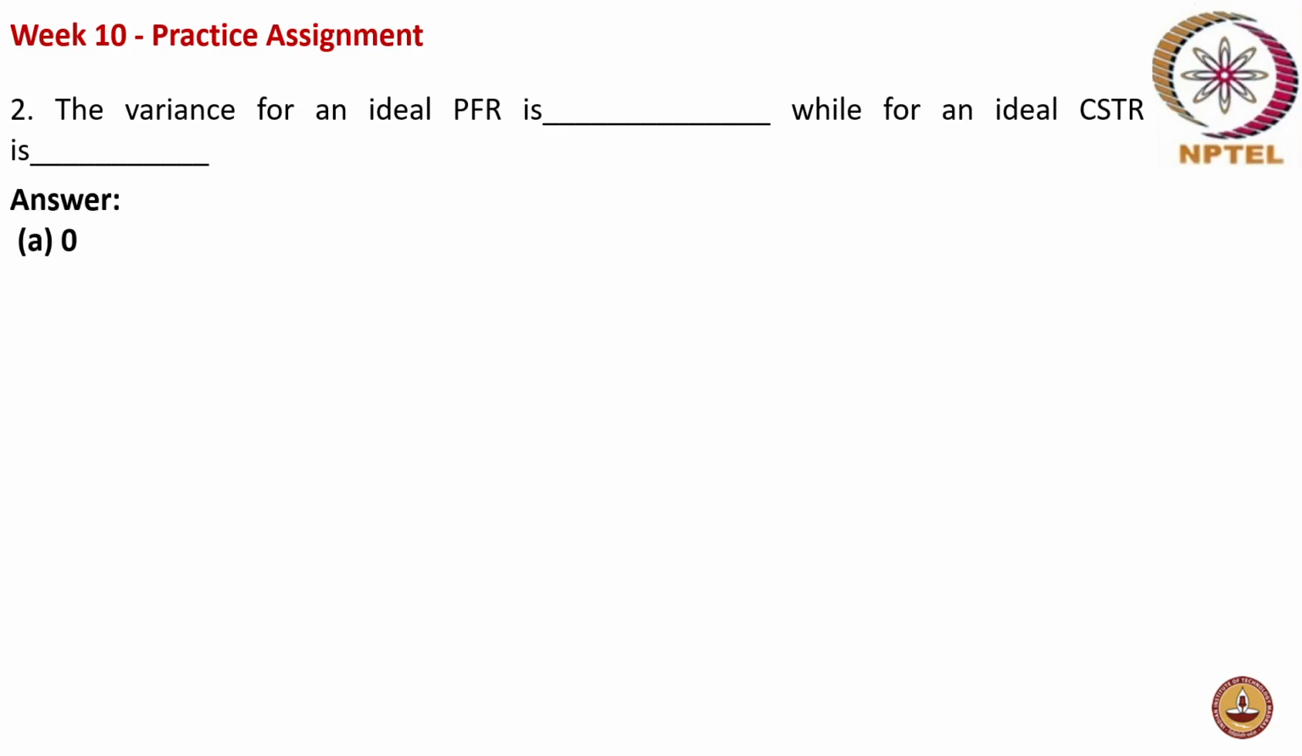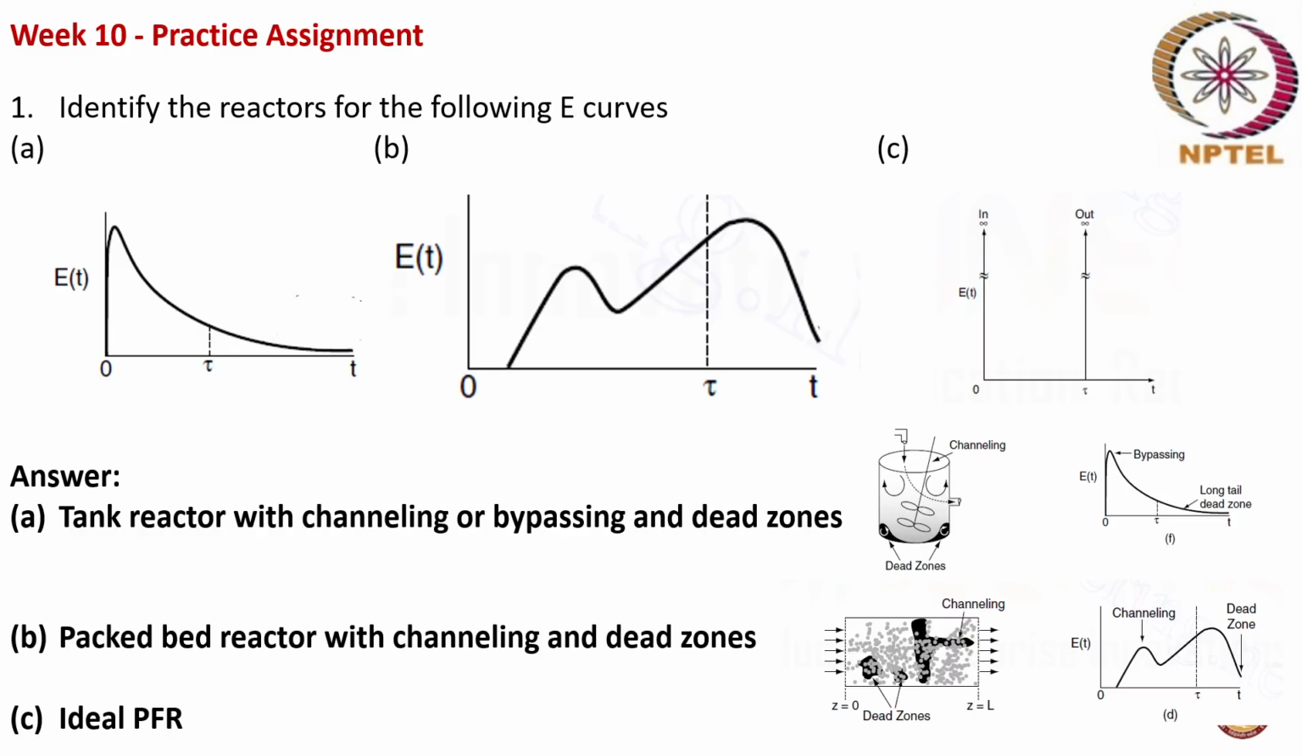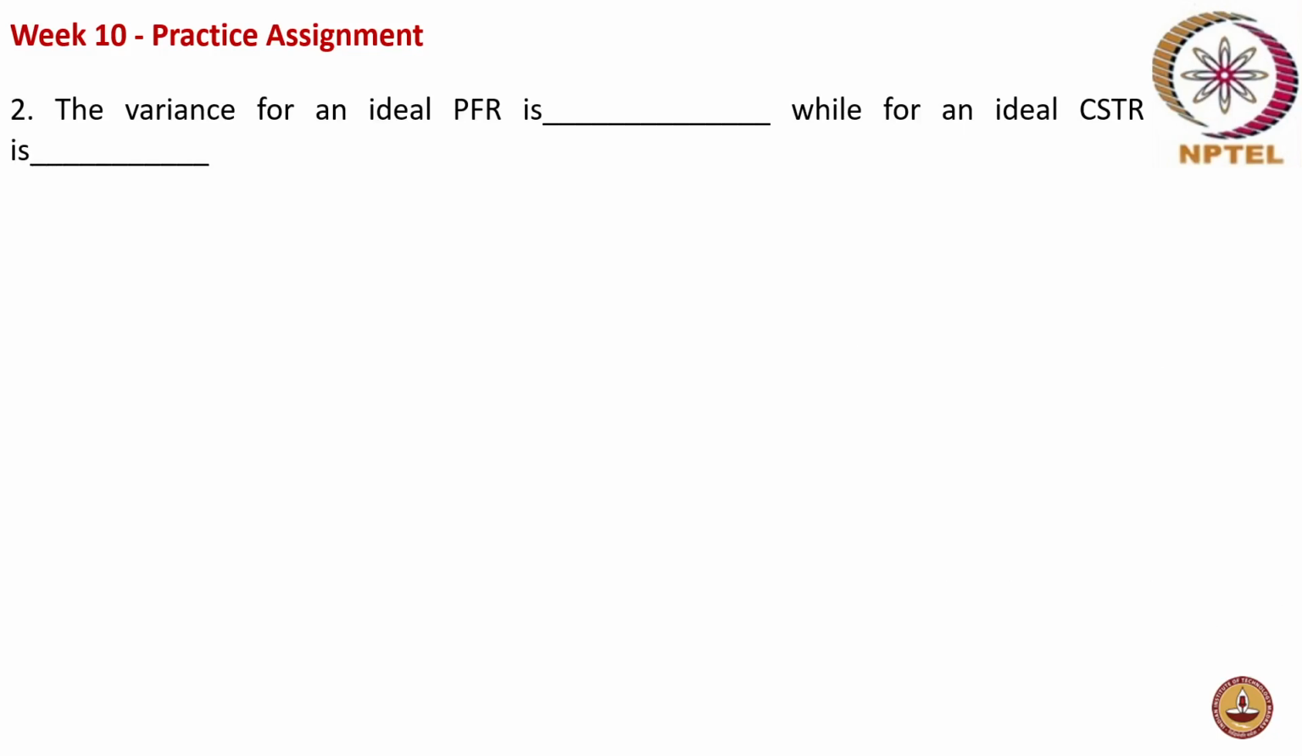The answer is, the variance for an ideal PFR is 0. Because we saw it is a Dirac delta function, and if you find the second moment of this function, you will find that the value is equal to 0. That means there is no variance, because all the particles have the same residence time, so the variance is 0. That is why the variance for an ideal PFR is 0.